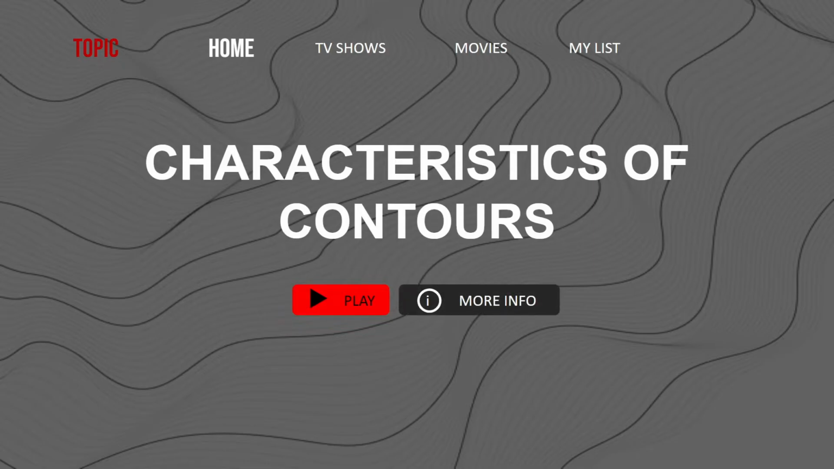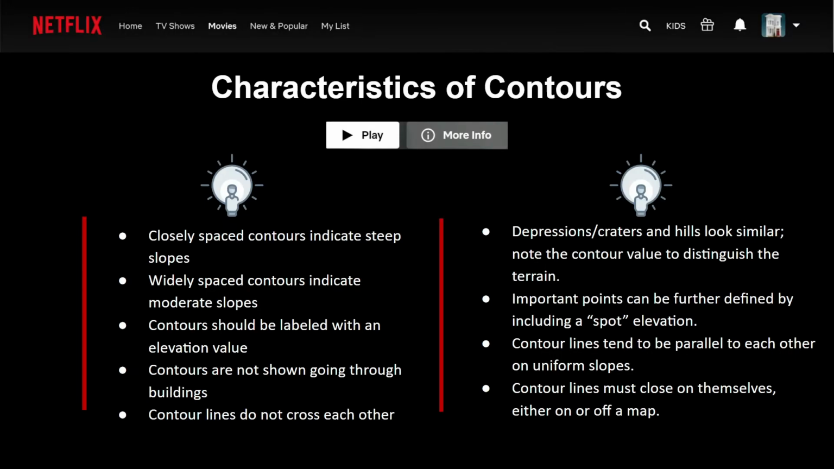Characteristics of contours. Next slide, please. I would mostly be reading on the slide since most of these characteristics are self-explanatory or are simple to understand. So starting off, characteristics of contours. The first characteristic is closely spaced contours indicate steep slopes. Second, widely spaced contours indicate moderate slopes. And contours should be labeled with an elevation value. Contours are not shown going through buildings, and contour lines do not cross each other.